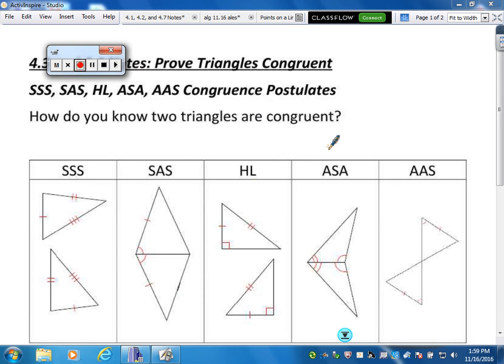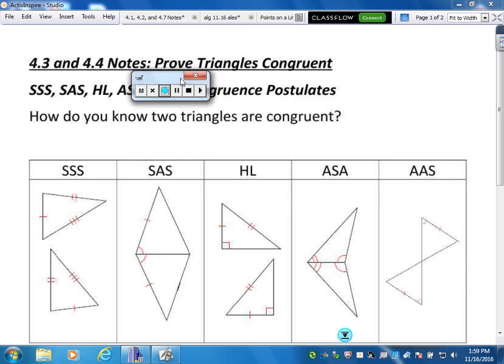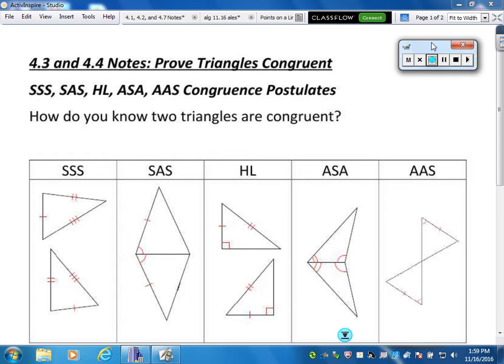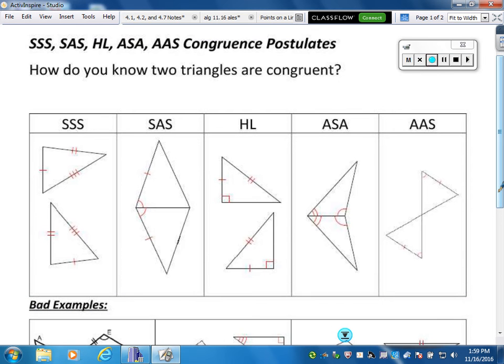Alright, today we're going to talk about the bare minimum amount of information needed to prove that triangles are congruent. So remember, triangles being congruent means that every angle is congruent and every side is congruent. So the first way you can prove it is called SSS, and that is side, side, side. That means that you have three sides that you know are congruent to three other sides.